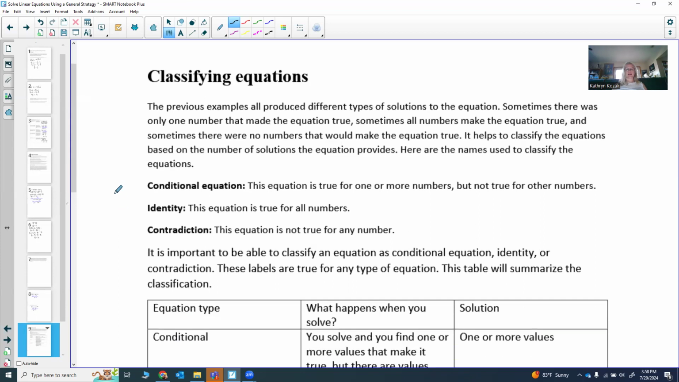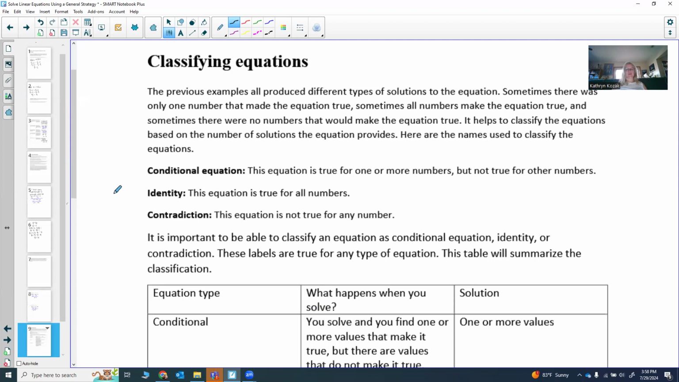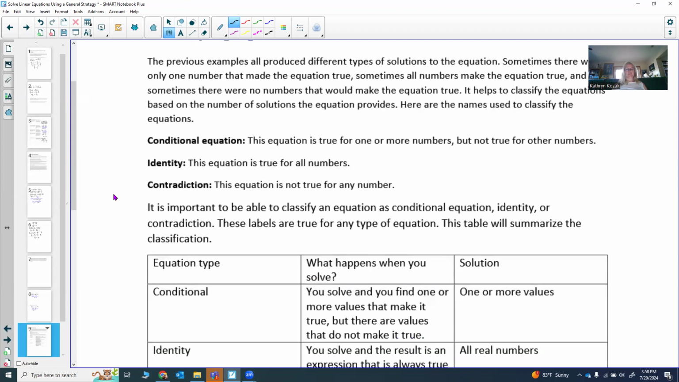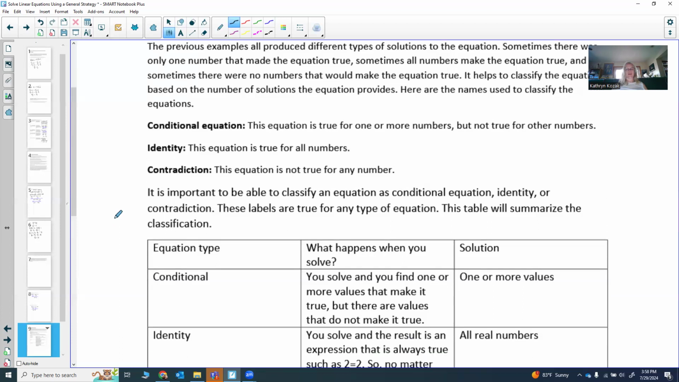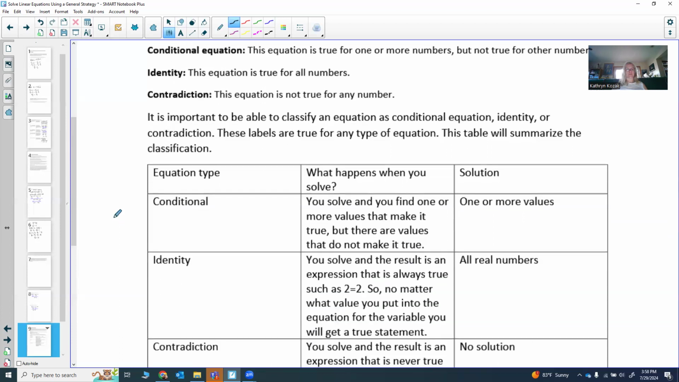Conditional equations. This equation is true for one or more numbers, but not true for other numbers. Identity. This equation is true for all numbers. Contradiction. This equation is not true for any number. It is important to be able to classify an equation as conditional equation, identity, or contradiction. These labels are true for any type of equation. This table will summarize the classification.